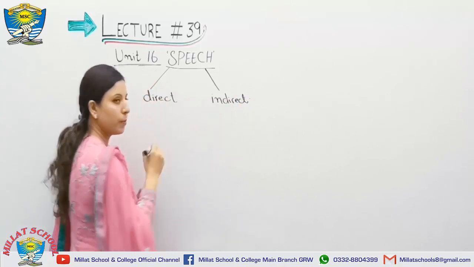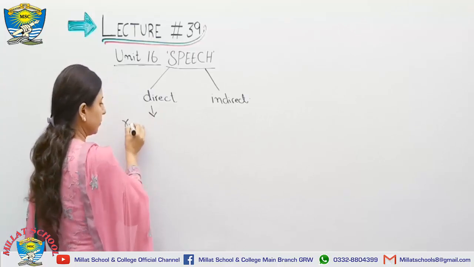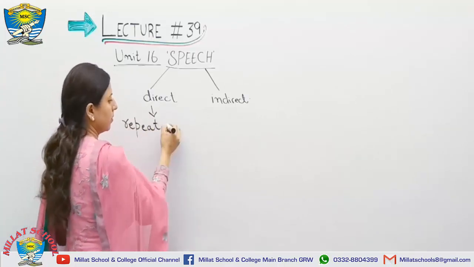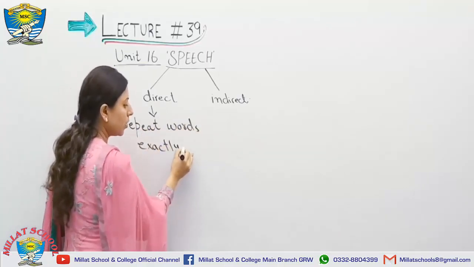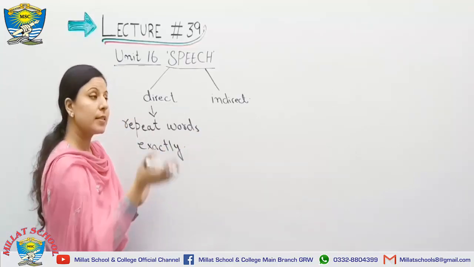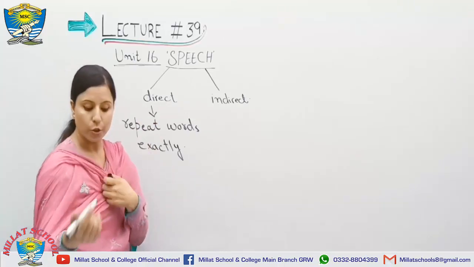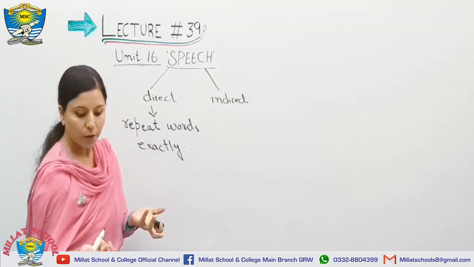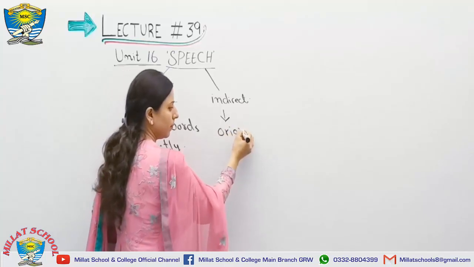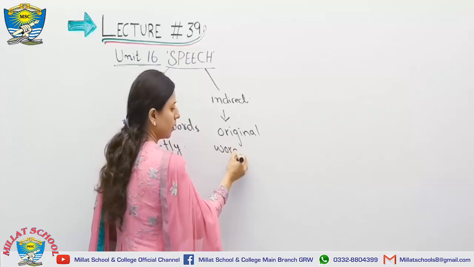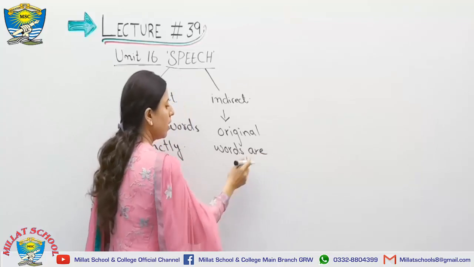So what do you mean by the direct speech? Direct means when we repeat anyone's words exactly. When we talk about someone's speech in the same way as he or she has said, this is the direct way of talking. And what do you mean by the indirect? The original words of the speakers are changed. It means that the original words are changed. Obviously, I am talking about the speaker's words being changed.